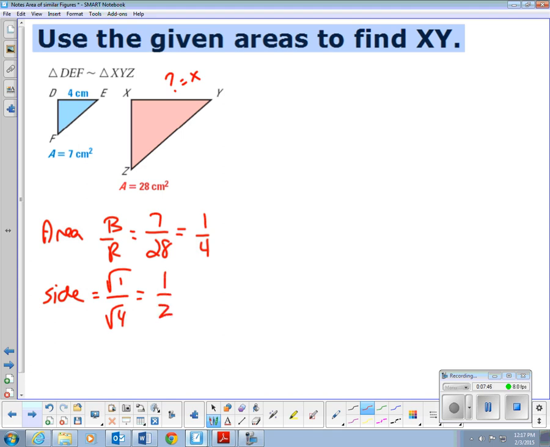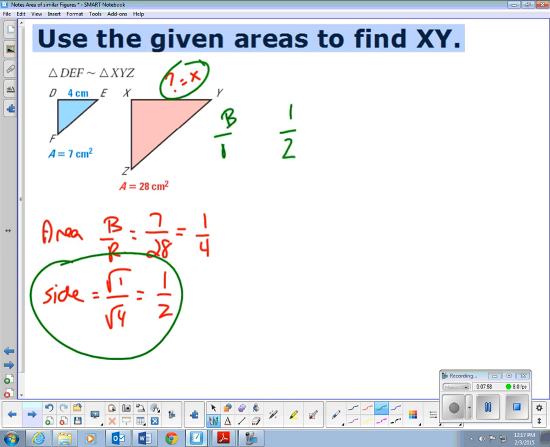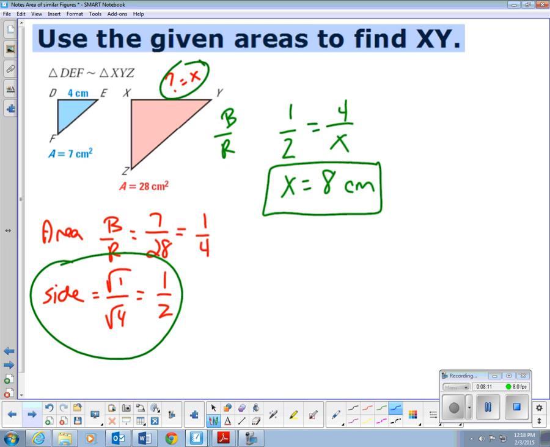Remember the chart that we filled out. Because I'm finding a side, I want to use this ratio. And so when I work this problem, I got 1 over 2. I'm still doing blue over red equals, my blue number is 4, my red number is unknown, x. And so then I get x is equal to 8. And of course we need our units, just centimeters. This right here is the most important part of the problem, getting the ratios to the right thing.